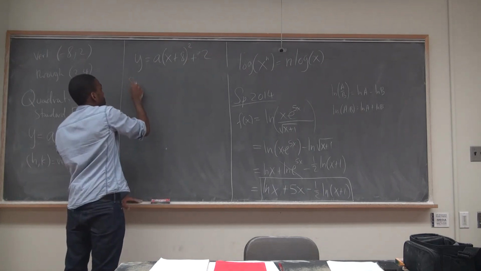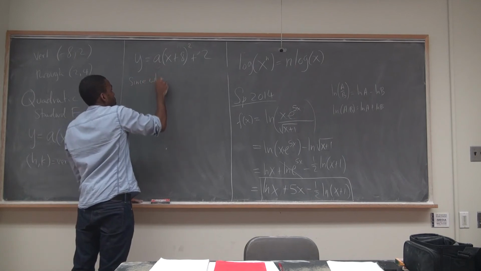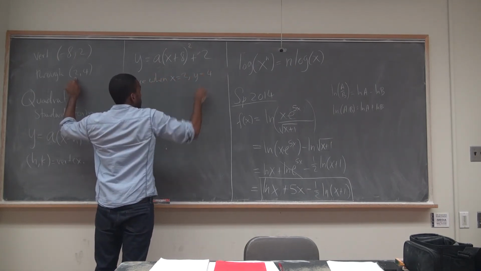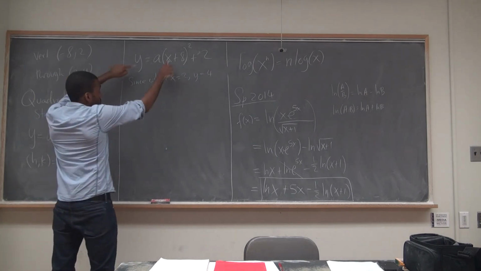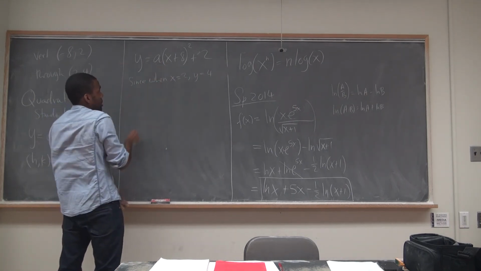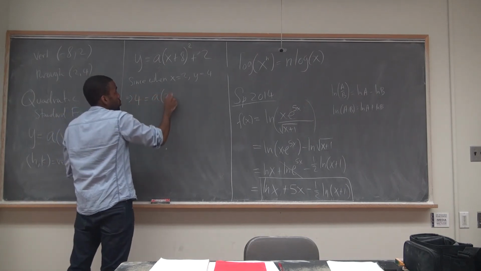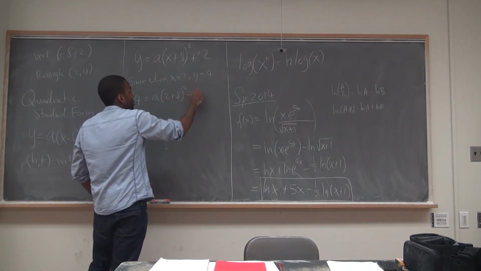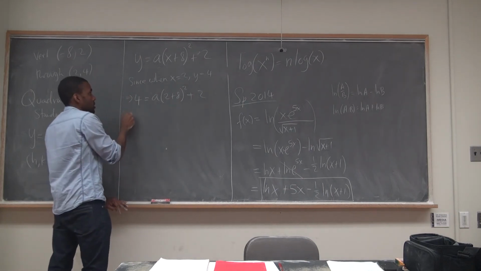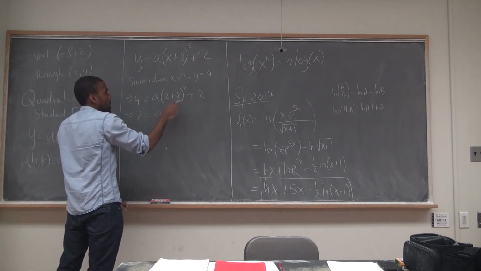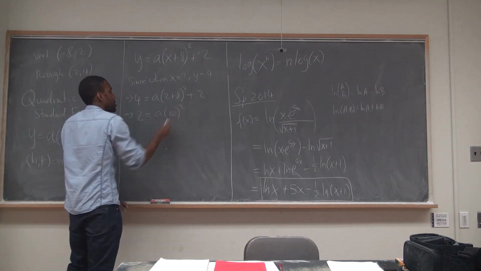And so now, since when x equals 2, y equals 4, that's a coordinate on the graph, I can plug those in at the same time to solve for the a. So this means that 4 is equal to a times 2 plus 8 squared plus 2. This means I can bring this 2 over. 8 plus 2 is 10.